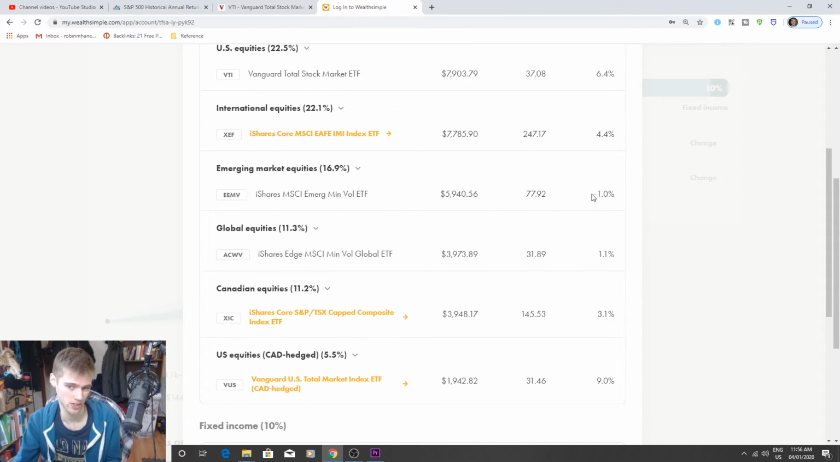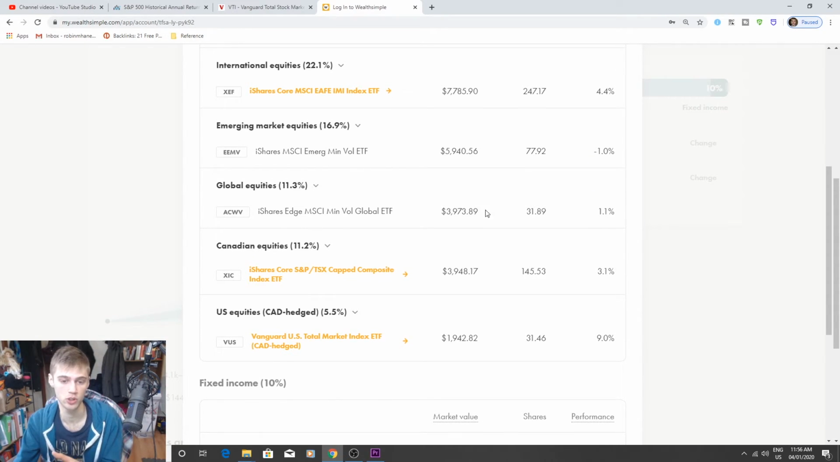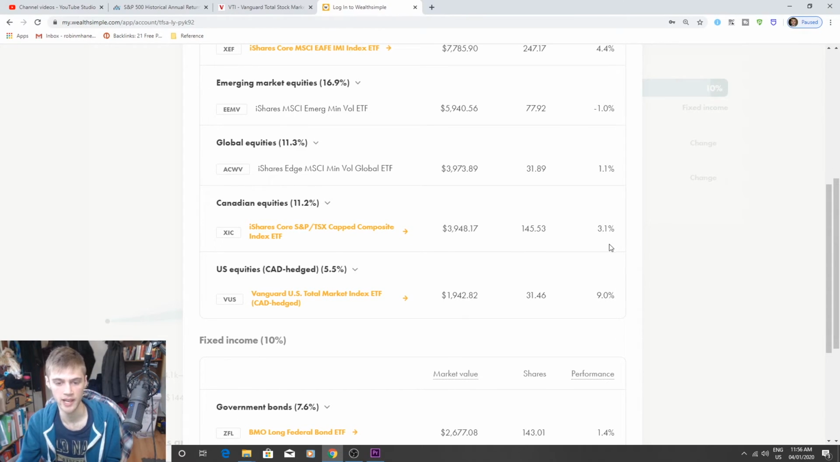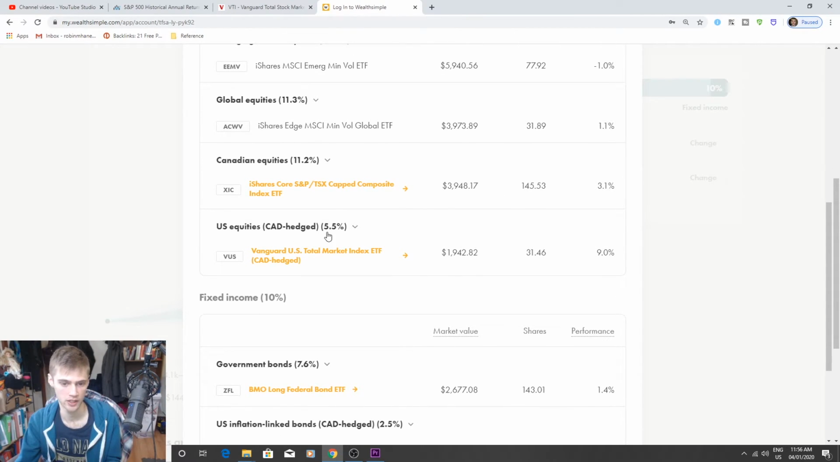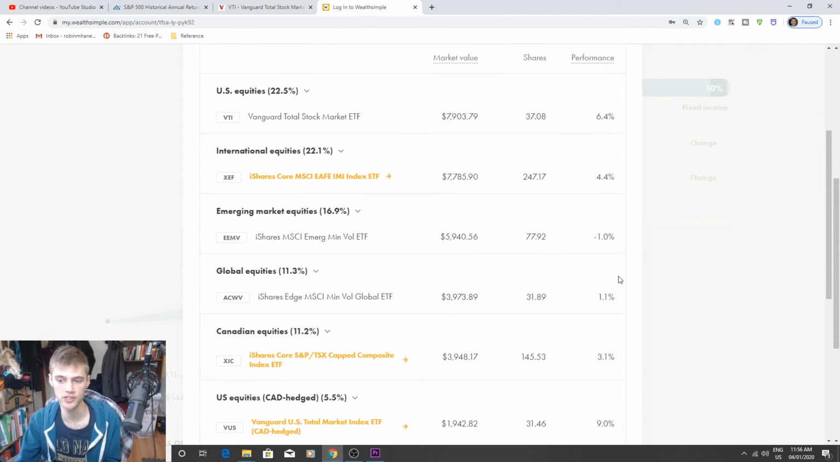My emerging stocks actually didn't do that great. They had a negative 1%. So they're probably going to pick up next year, which is fine. And then global stocks, we have a 1.1%. Again, not the best, but definitely not horrible. And then Canadian stocks at the bottom here, 3.1%. And then my U.S. hedged funds stocks, which for whatever reason, grew by 9%. So all this kind of balances out.